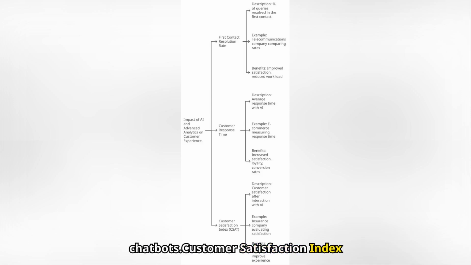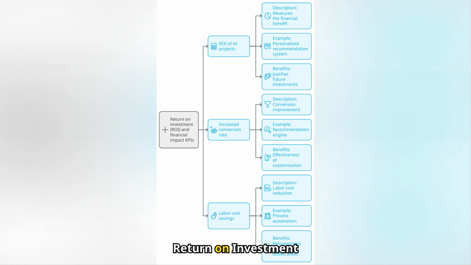Customer Satisfaction Index, CSAT. It evaluates customer satisfaction after interacting with automated AI systems. An example might be an insurance company that asks customers to rate their experience after using a chatbot to handle claims. Return on investment, ROI, of AI projects measures the financial benefits generated by the implementation of AI compared to the initial investment. An example could be an e-commerce that implements a personalized recommendation system that can calculate the ROI by evaluating the increase in sales.